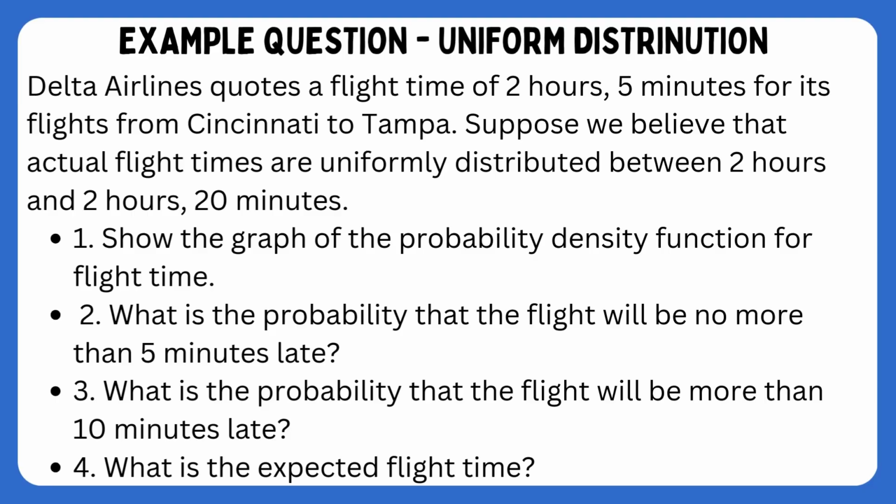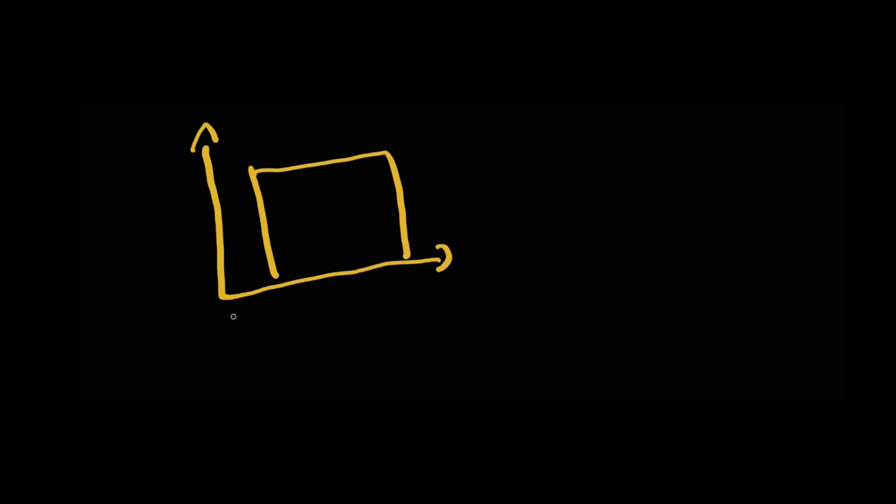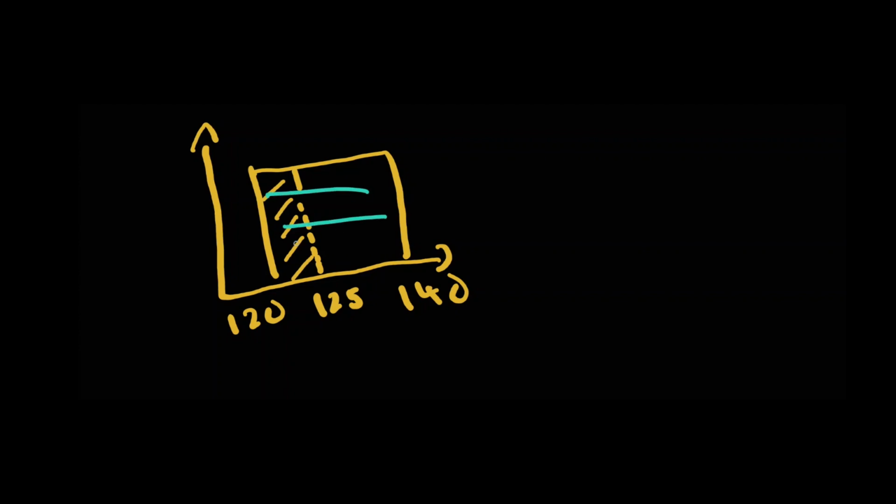The second question is, what is the probability that the flight will be no more than 5 minutes late? So, let's draw the graph first and let's note down the values of a and b respectively. As we know from the question, the flight will be no more than 5 minutes late means the flight will land before 125 minutes. Now, we have to use simple mathematics here. If we divide the area between 125 and 120 by the area between 140 and 120, we'll get our answer.